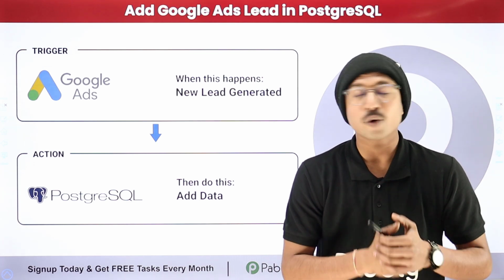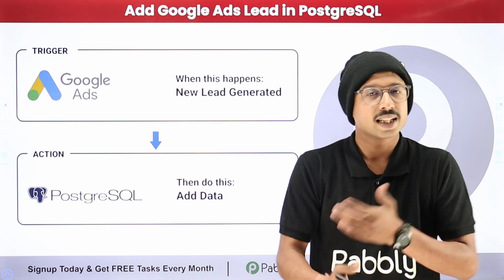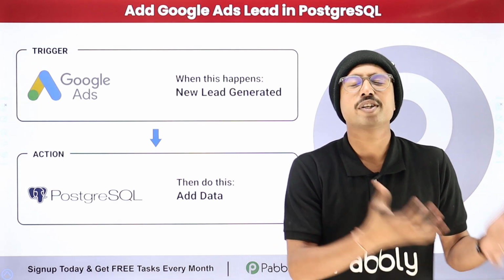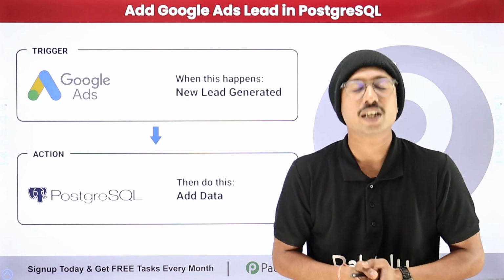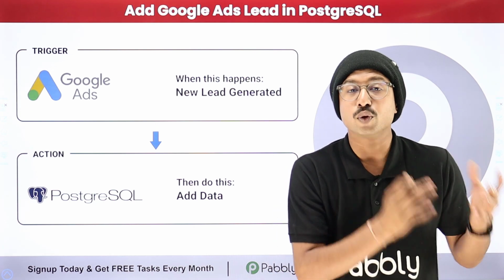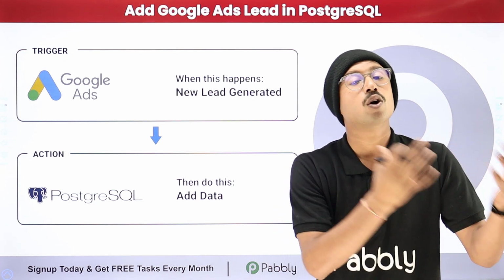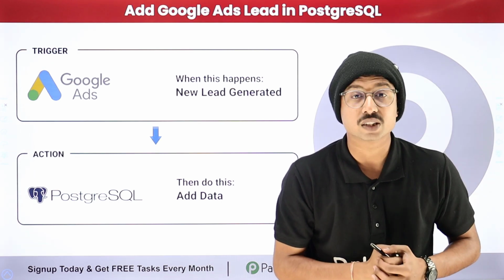So in this video, we are going to learn how to add Google Ad leads in PostgreSQL. Let's say to market your business and generate some new leads, you're running some ads on Google and added a Google lead form as well. Now you want to add the details of the new leads, or the lead form responses, in your PostgreSQL database into a specific table.